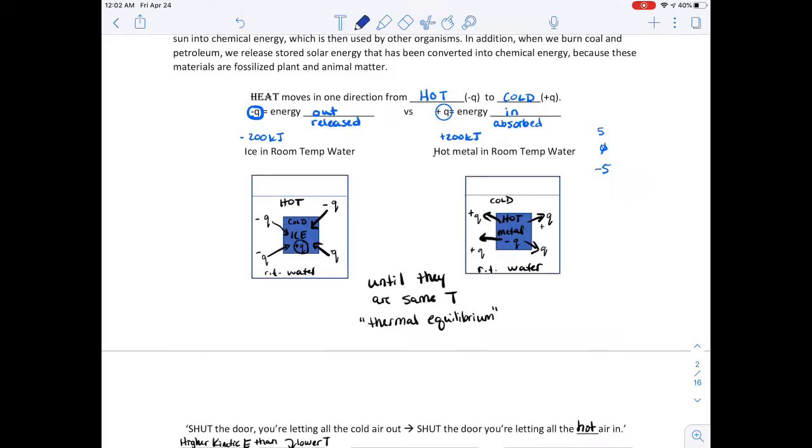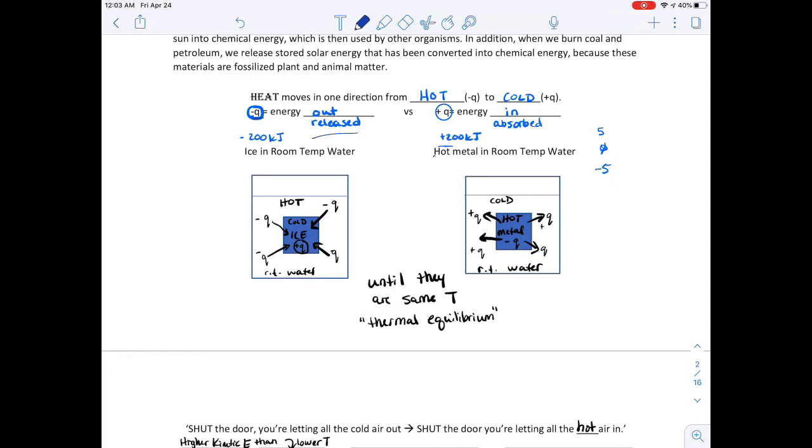We had a big to-do about heat and how it moves in one direction from hot to cold. Reminded everyone that negative Q is energy out that's been released. Positive Q is energy in that's been absorbed. So this negative doesn't mean particularly that it's below 0. It means that it's outward energy. It's directional. And then the positive is inward energy.